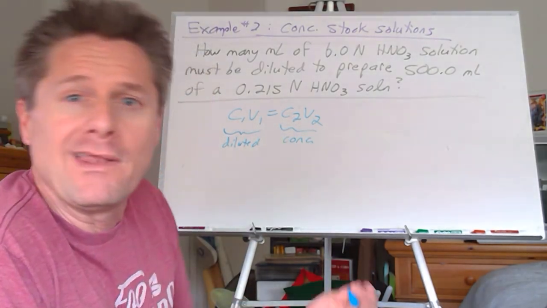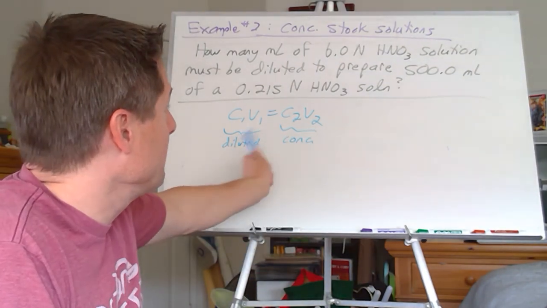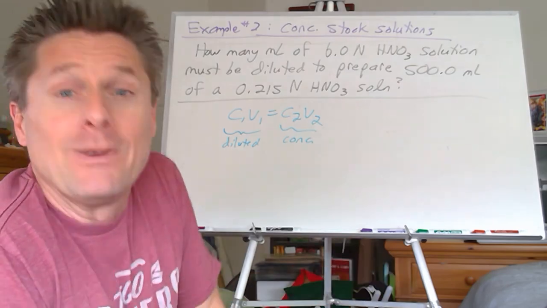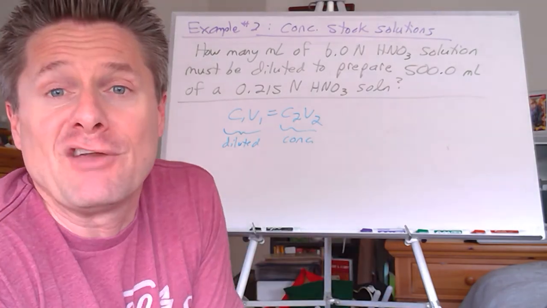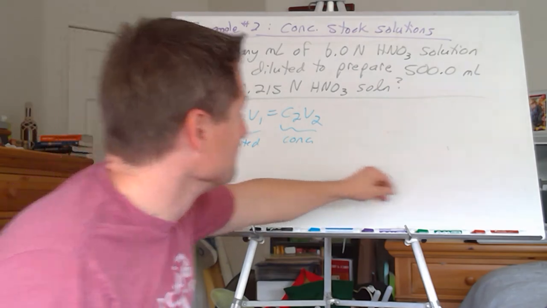You would just solve for V1 instead of V2. See, I'm trying to solve for V2. What's the volume of the concentrated solution? If you flip these, you just solve for V1. We just identified and labeled things differently. We'll get the same answer. It's okay. I see people just trip out on that.